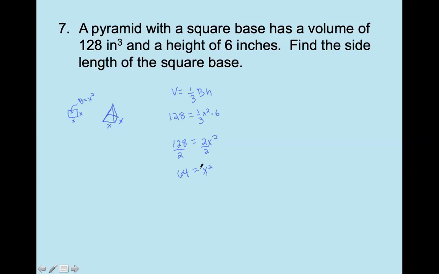So to undo something that's squared, remember we take the square root of both sides, and I get that the side length is x. So let's see if we've answered the question. Find the length of the side of the square base. So the lengths of the sides of our square base are going to be 8, and our units are inches.